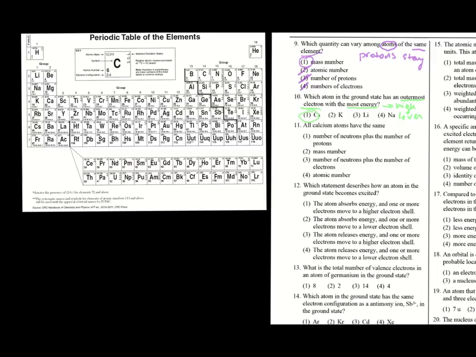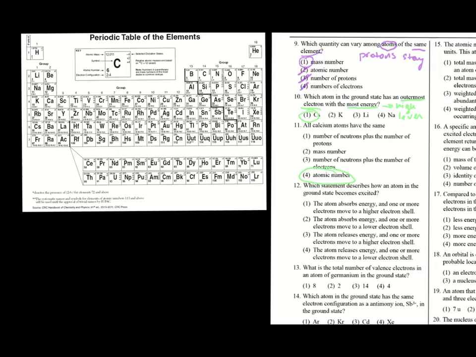Alright, number 11. All calcium atoms have the same what? Let's look at calcium. Its atomic number is 20. That means it has 20 protons. It'll always have the same number of protons because that's how you identify the element. Look at these, they all have different atomic numbers, so they're going to be different elements. As long as it's still 20, it's still calcium. And that is our answer, the atomic number, because atomic number defines the element. If it's not the same number, it's a different element.